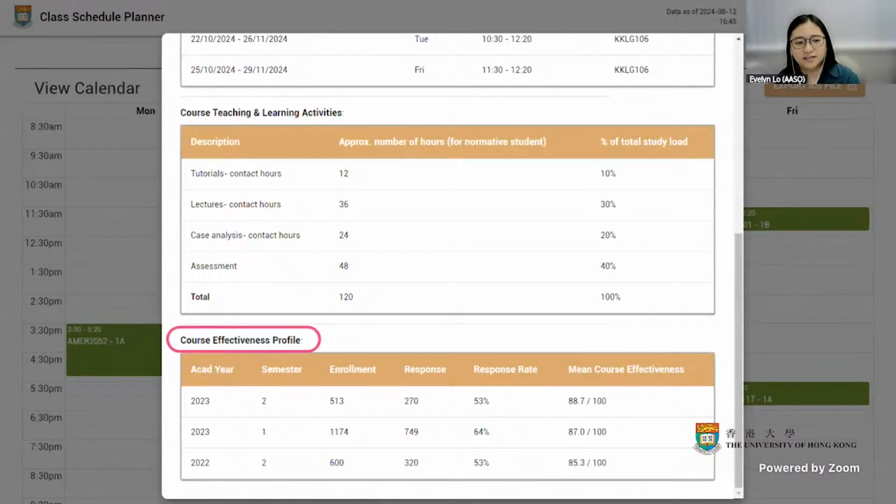What is that? So the course effectiveness profile, basically at the end of each semester, you will answer some questionnaires about the course that you have just studied. So the student will give a score to the specific course, and you will be able to see the results in here, meaning you can see how popular this course among students is.